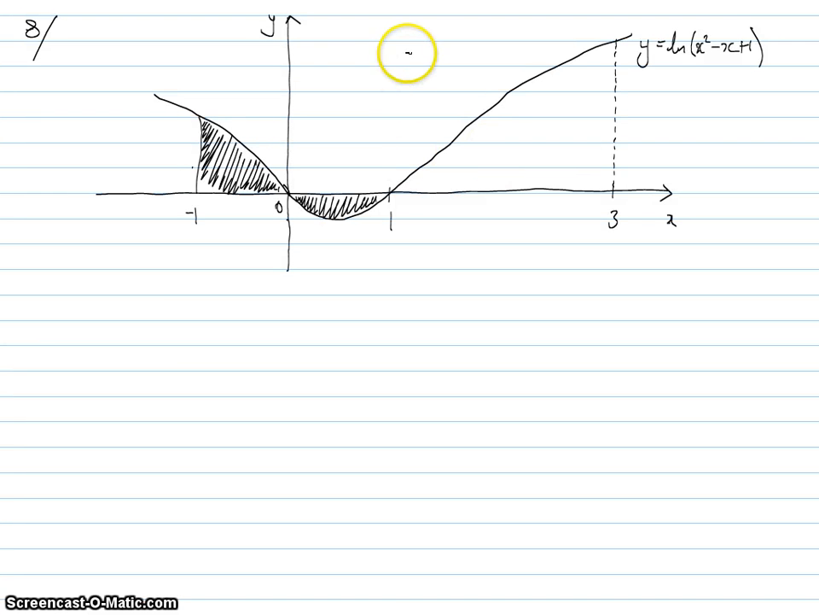Question 8 has two parts. The first part asks us to find the area of the shaded region. Now, the critical thing they want us to do here is split up our integral.